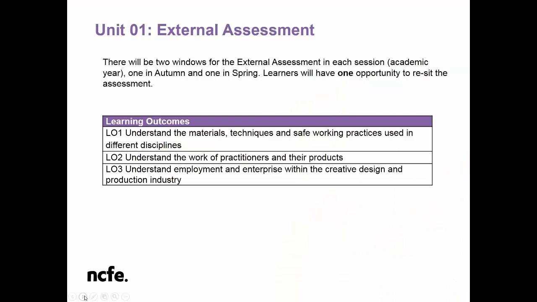Right, so I'm going to start talking you through the unit content for Unit 1. This is the external assessment, and this has 3 learning outcomes, or LOs. The content for these LOs has got to be covered through teaching and learning before the learner sits the assessment. The learning outcomes for Unit 1 are: LO1, understand materials, techniques and safe work practices used in different disciplines. LO2 is concerned with understanding the work of practitioners and their products. And LO3 is understand employment and enterprise within the creative design and production industry.